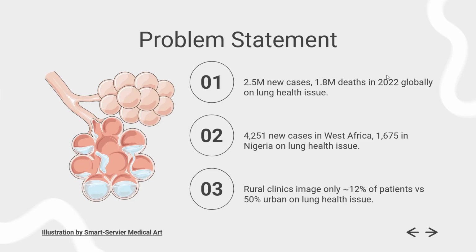The problem statement is that there are always new cases: at least 2.5 million new cases as of 2022 of lung health issues, 1.8 million globally. There are about 4,000 new cases in West Africa and 1,000 in Nigeria. And rural clinics image 12% of patients versus 50% urban on lung health issues.